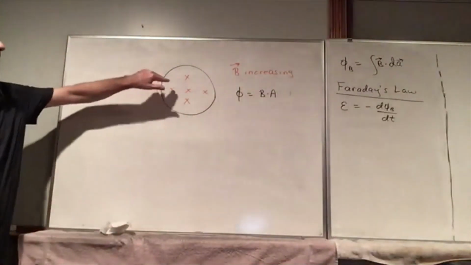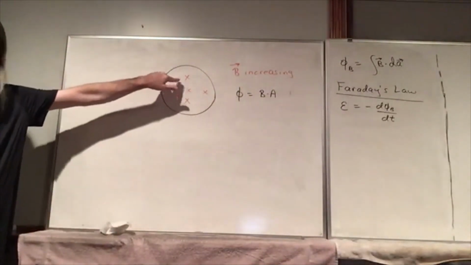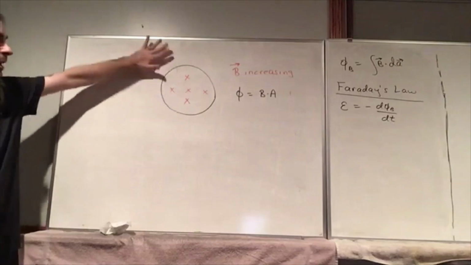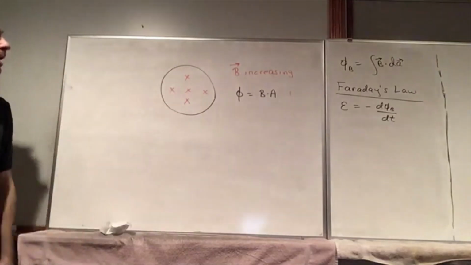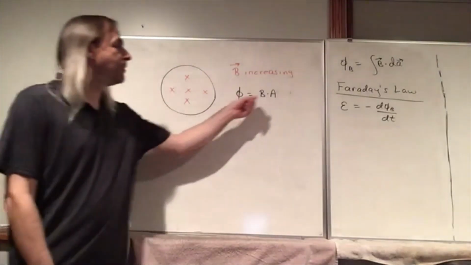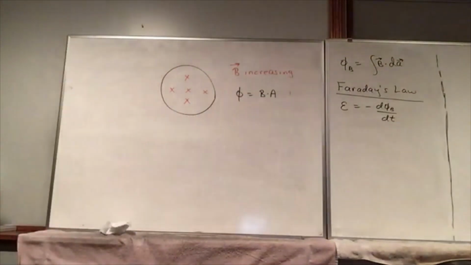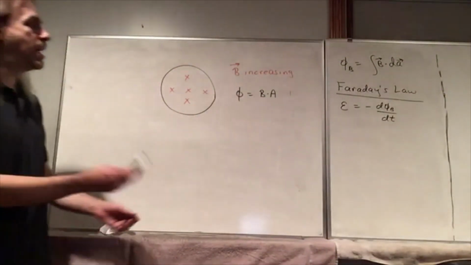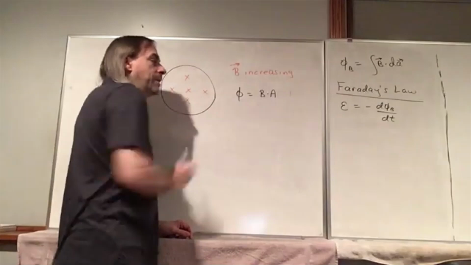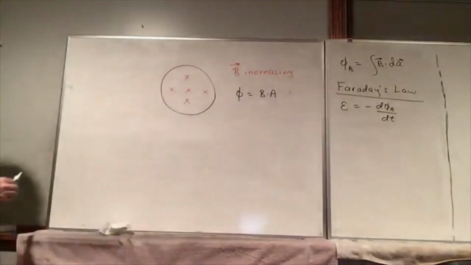So the magnetic field is perpendicular to the area of this loop, so we don't have to worry about cosine theta. And because it's constant, we can take that out of the integral. Keep in mind the flux is not always the magnetic field times the area.